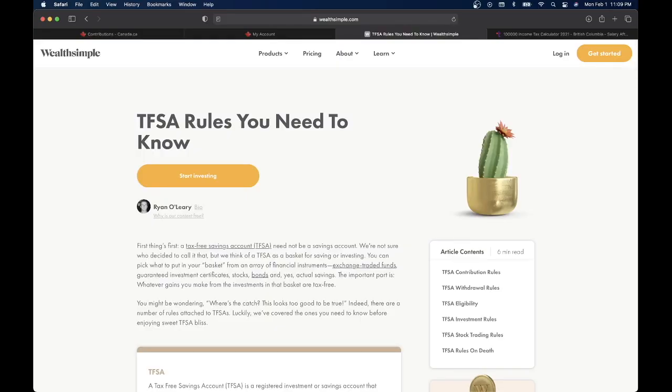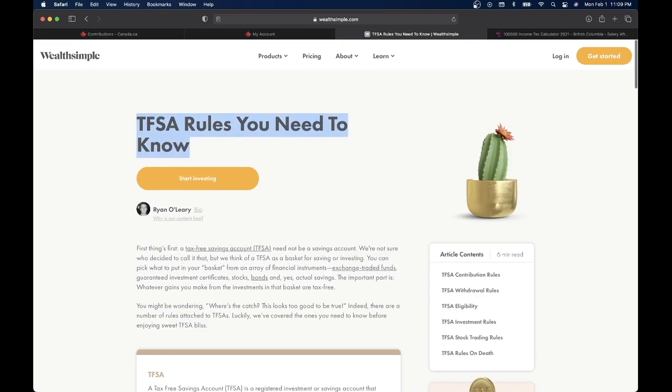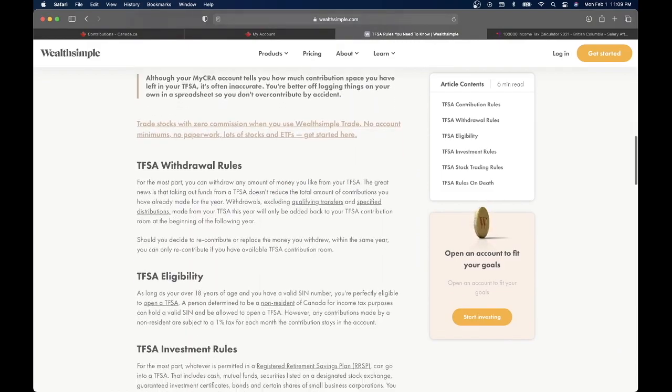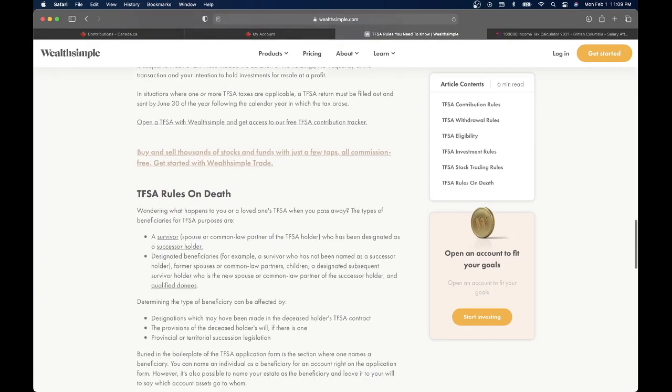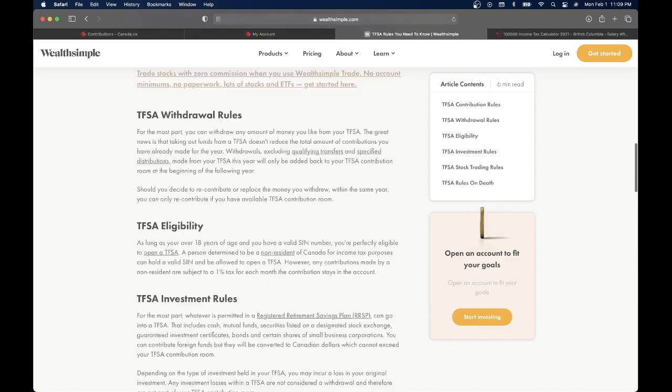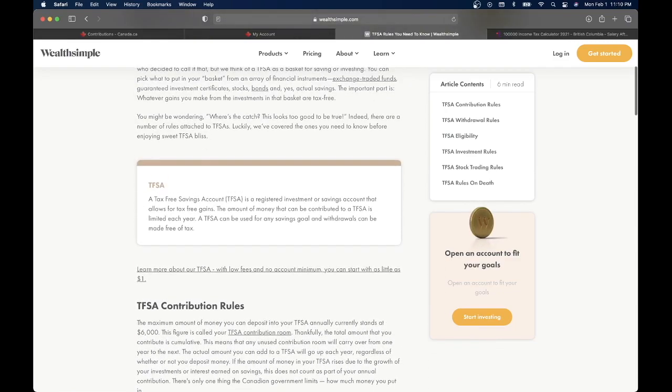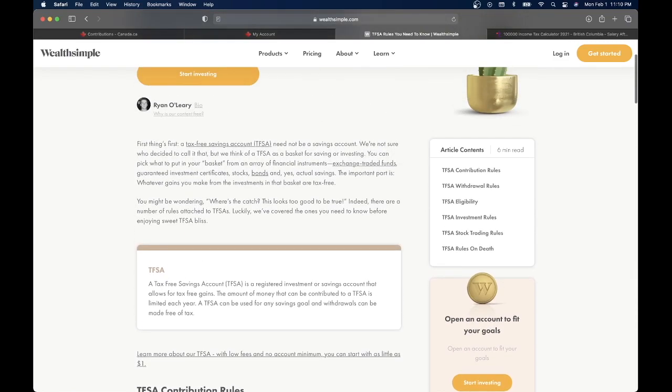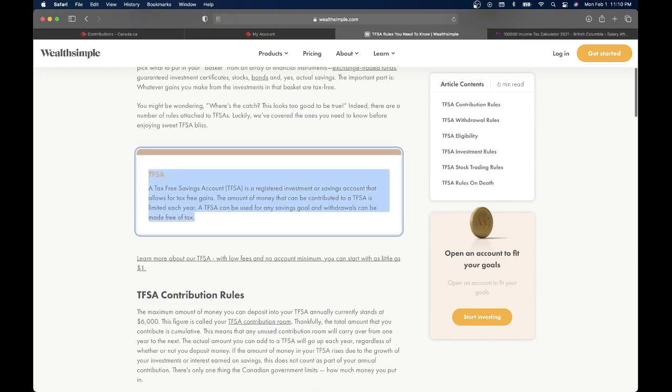All right, and on this topic, I would recommend everyone to go ahead and check out the Wealthsimple TFSA rules that you need to know. This page actually breaks it down really nicely into those key elements for the TFSA and what to do and what not to do with that account when you are using it for the purposes of trading. But I guess first things first, we should define what a TFSA is.